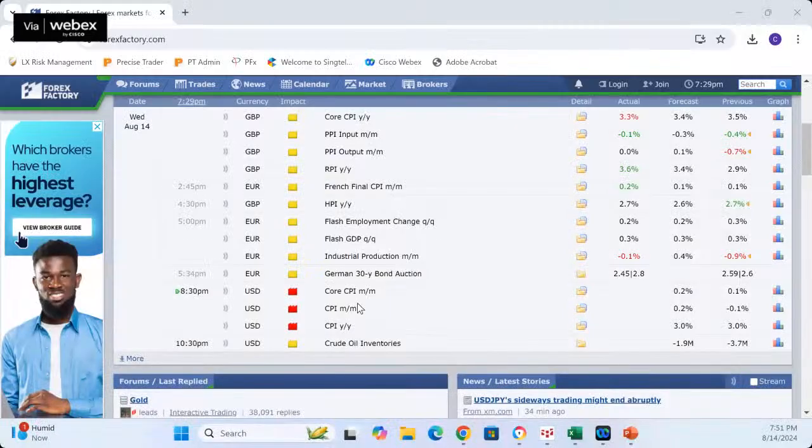Okay, the CPI. We have two data releases out: core CPI and crude oil inventories. Crude oil inventories are going to affect crude oil. But the CPI, core CPI and CPI, this is month on month. These are the two data points that will impact today's move and the US decision on the interest rate announcement at the next meeting in September.